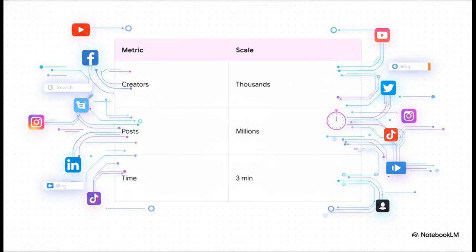And the proof really is in the data. This isn't just some theoretical concept. Thousands of active creators are currently using this system. And because of this multi-platform approach, those creators have successfully scheduled millions of posts across those 14-plus supported platforms. And again, just to put that into perspective, all of this massive output stems from a content generation time of just 3 minutes. Wild, right?